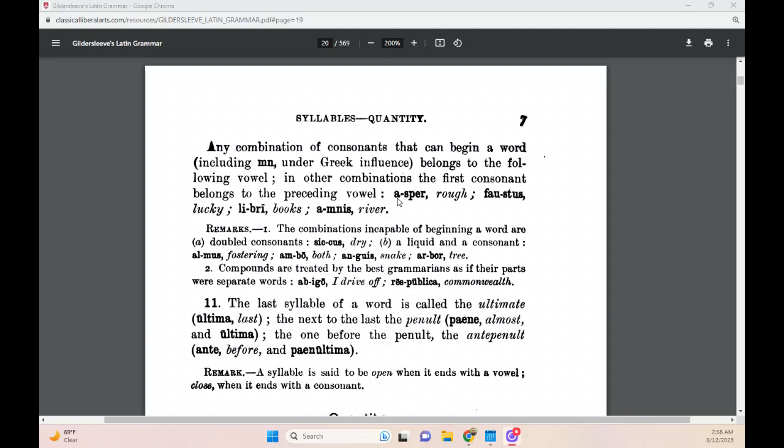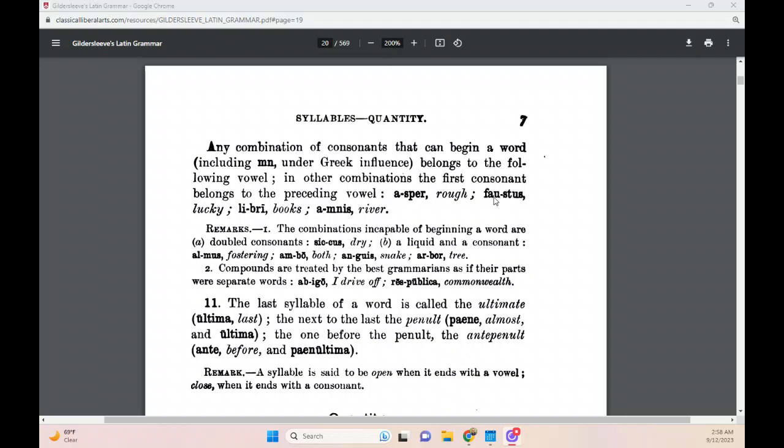So we have sp, and sp is treated as one consonant sound. We have Faustus, and we have a diphthong, a-u. You need to be able to identify the diphthongs. Notice how they're kept together in one syllable.